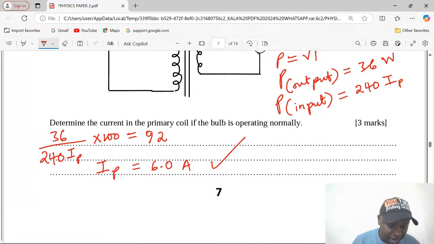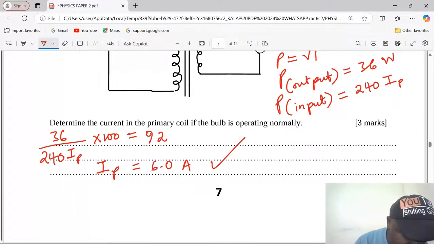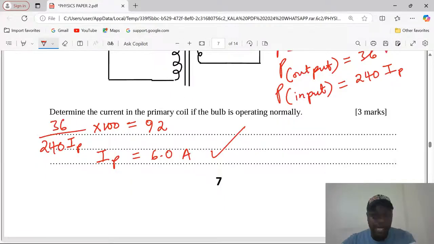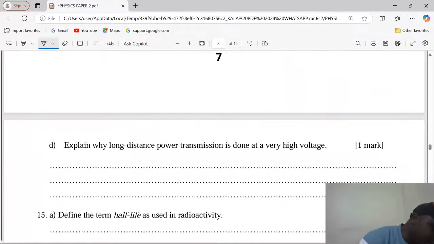I hope I've carried out the multiplication and the division clearly: 92 by 240, then we divide by 36 and 100. Okay, we can continue working out the questions.